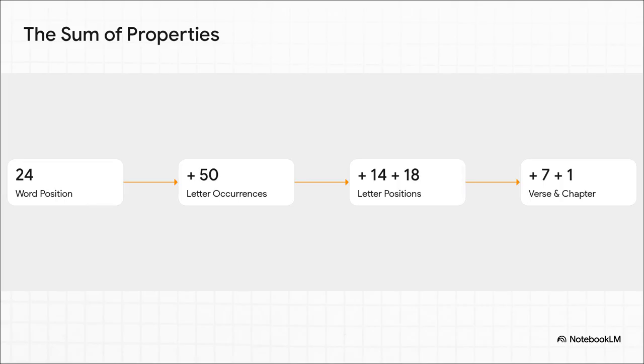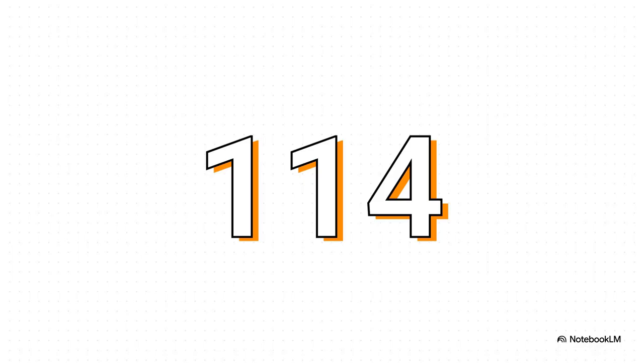We take 24 for the word position, plus 50 for the letter occurrences, plus 14 and 18 for the first and last letter positions, and finally plus 7 for the verse and 1 for the chapter. And the total is 114. So let's just pause on that for a second. The sum of all these different properties of the word that contains the 114th letter adds up to 114. That's a pretty interesting loop, right?